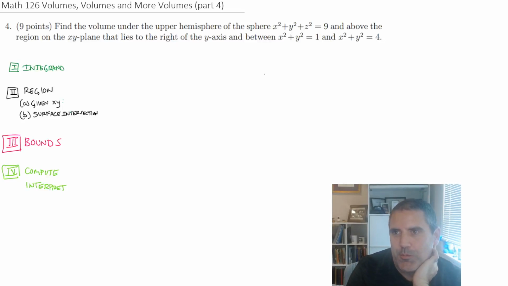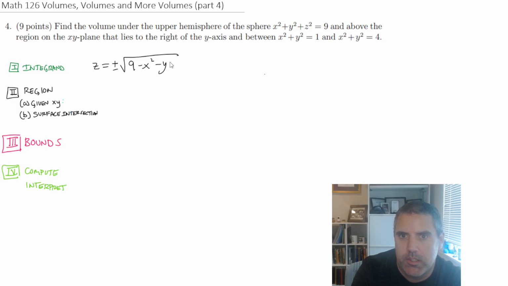All right, volumes, volumes, and more volumes. Let's continue here. At this point, let's not have any visuals and just see if we can do it. All right, find the z's. We have z is plus or minus the square root of 9 minus x squared minus y squared. That's our integral that describes how we get up to some surface.